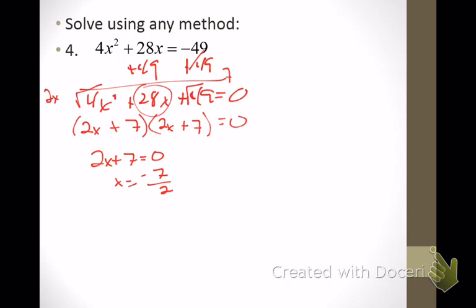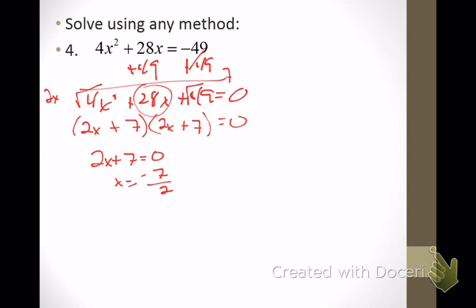But that takes a lot of experience, and if you don't remember that, that's fine. You should still be able to factor down to 2x plus 7 and 2x plus 7. Your factors are the same, so there's no sense in setting them both equal to 0. Just set one of them equal to 0, and then solve for x, and you get negative 7/2. Okay? So that's your solution.